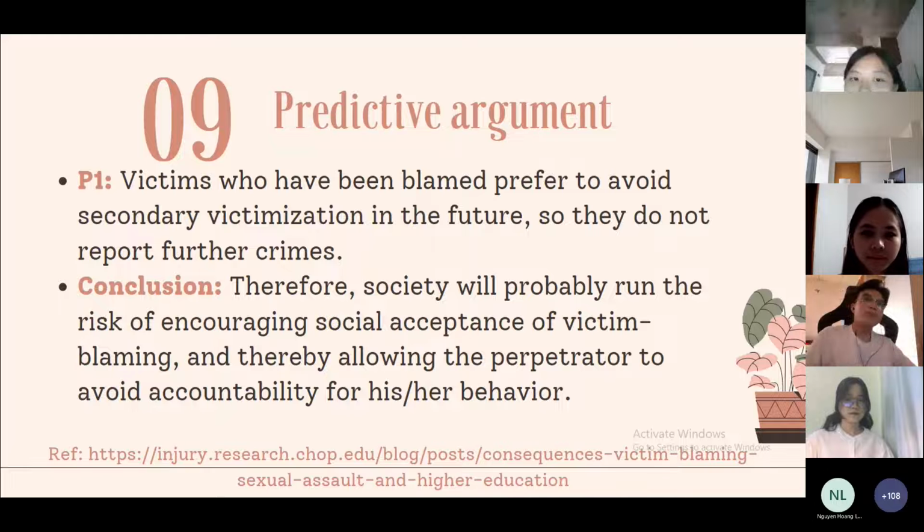So victim blaming culture will exert some negative effect on the society. Here is a reductive argument. Premise 1: Victims who have been blamed prefer to avoid secondary victimization in the future, so they do not report further crimes. The conclusion is, therefore, society will probably run the risk of encouraging social acceptance of victim blaming and thereby allowing the perpetrator to avoid accountability for his or her behavior.